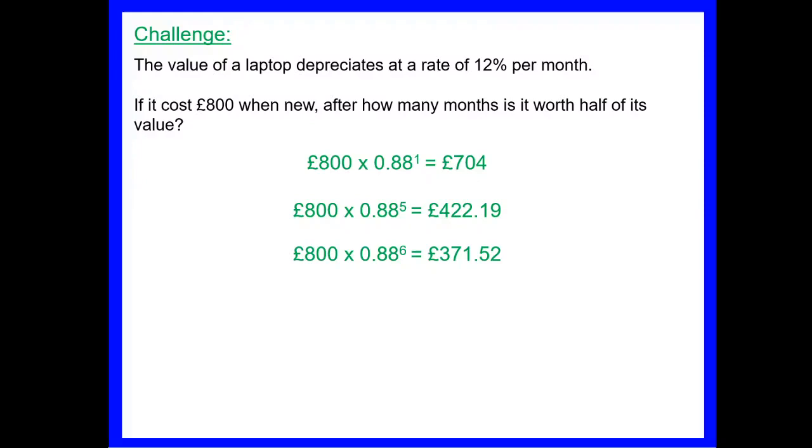Now we don't need to find the exact amount of days. We're just finding to the nearest month. So to the nearest month, it's going to take us 6 months until it is worth half of its value. So that's using trial and improvement then to see if we can figure out how long it will take to get to a specific value that we want. These are quite often asked in exam questions, so it's worth having a practice with it.